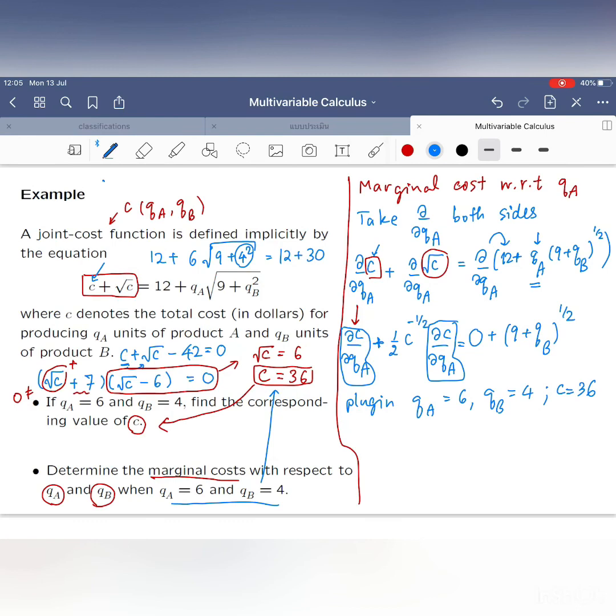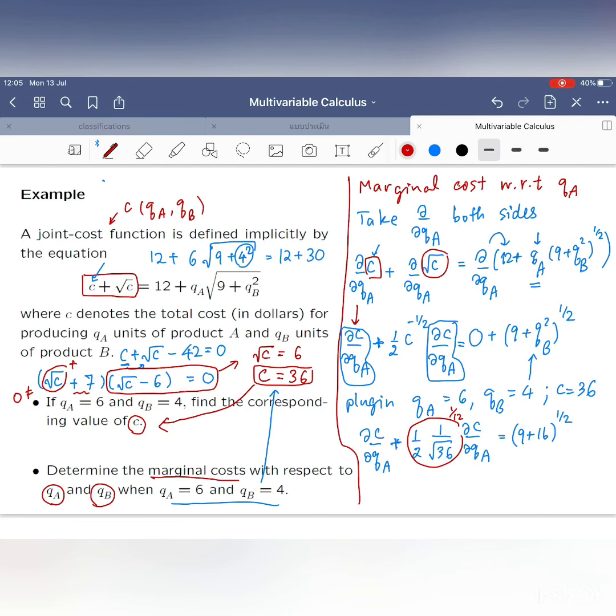Okay, so you are going to end up with DC/DQA, and then half of 1 over the square root of 36, and then another DC/DQA equals 0, of course, right? And then I forgot a square, sorry. So you have 9 plus 16, because it is 4 squared, raised to the power 1/2. So this one, what is it? This is 1 over 12, right? Because it is 1 over 2 and 1 over 6, so it's 1 over 12.